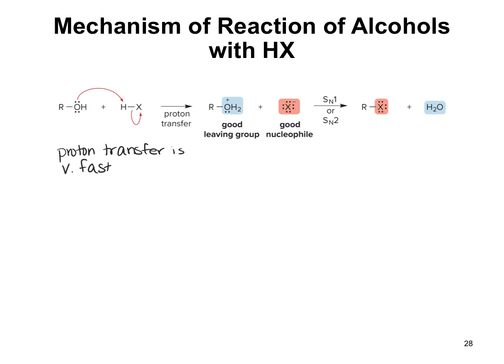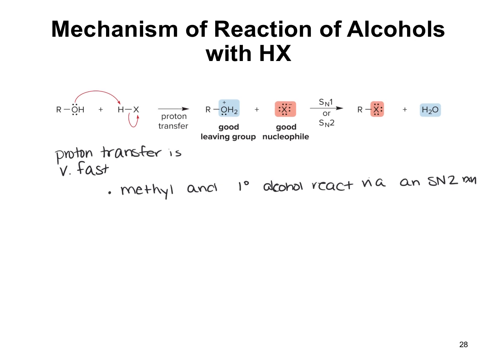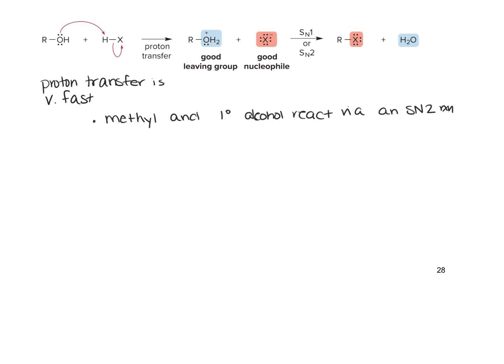What we find is that methyl and primary alcohols react via an SN2 mechanism, right? And so let's look at an example of this. So methyl and primary react via an SN2, and that's what we're going to look at here.